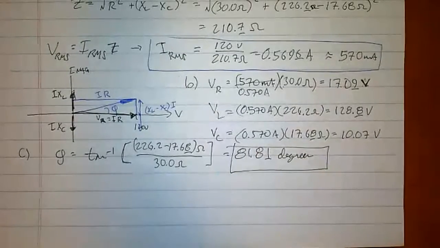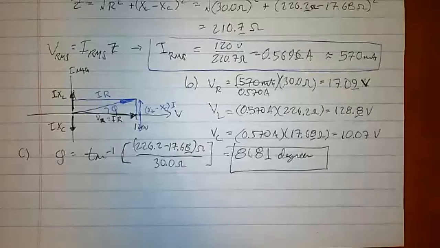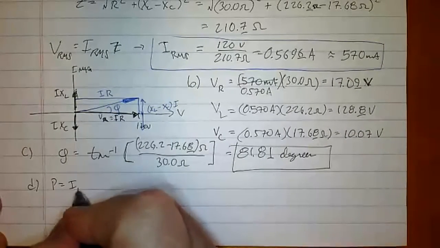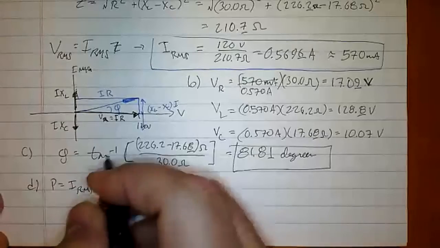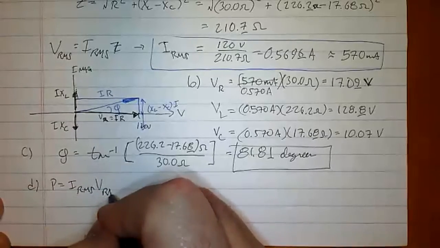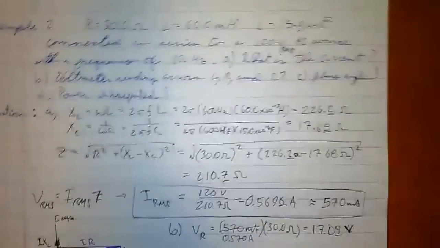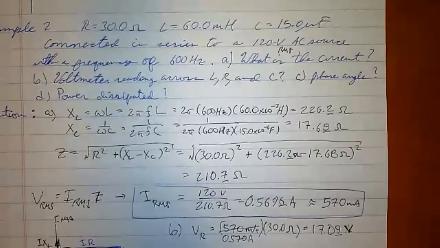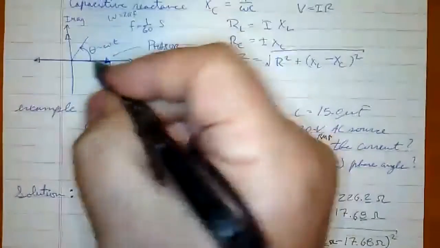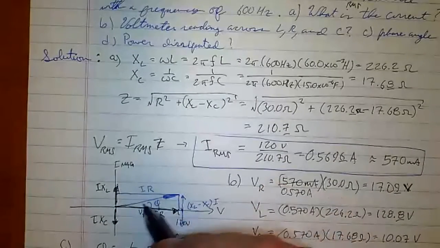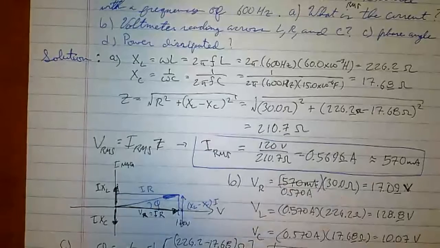Part D, they want to know the power dissipated. And the power dissipated, you can actually just work out from P equals IV. So D, you can use P equals IRMS times VRMS times the cosine of the phase angle. That's something, again, that's kind of neat. But really what we're finding out here is the part that's in the real axis. That's why we take the cosine of phi from this diagram. Take the cosine of phi, you just get the real part. So that's why that's that way.